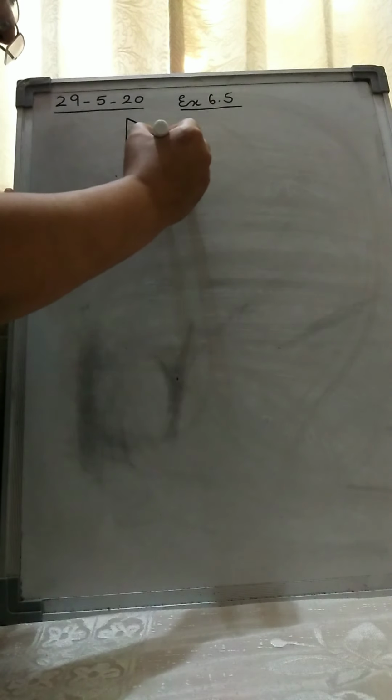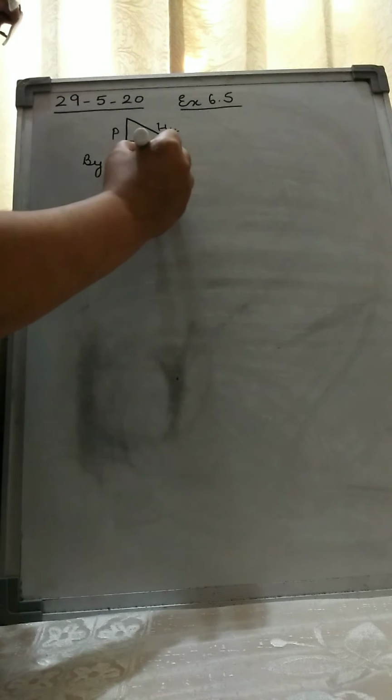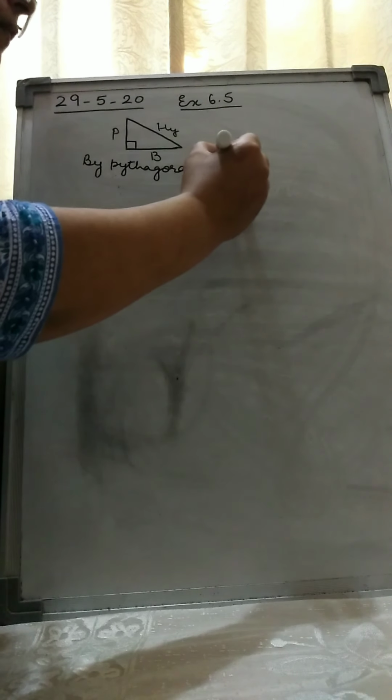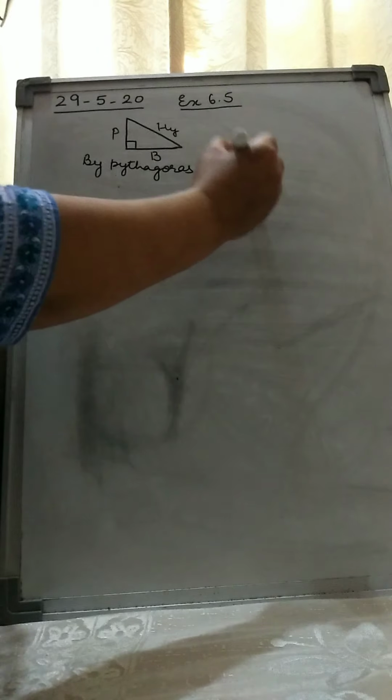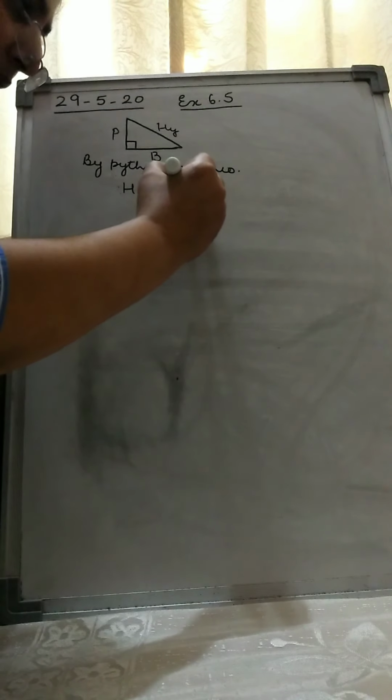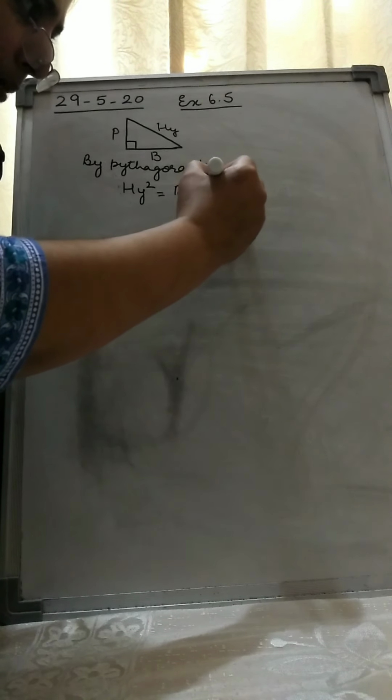This is a right angle triangle. Always try to make a rough figure. This is a right angle triangle. Square of hypotenuse. This is the hypotenuse, this is one side, that is the base, and this is the perpendicular. Now, by Pythagoras theorem, hypotenuse square is equal to base square plus perpendicular square.